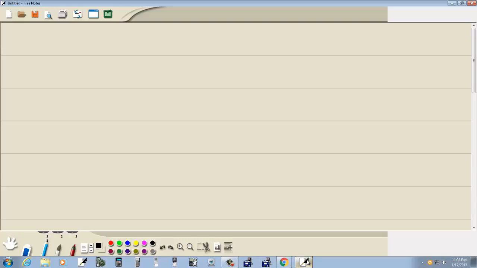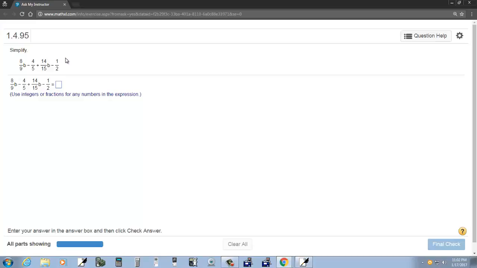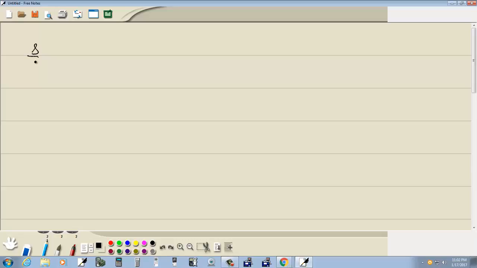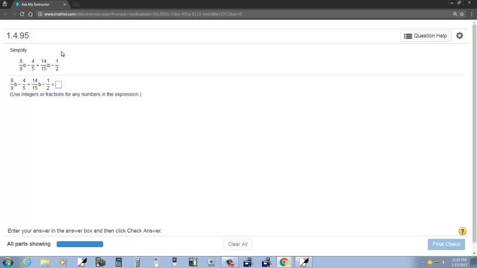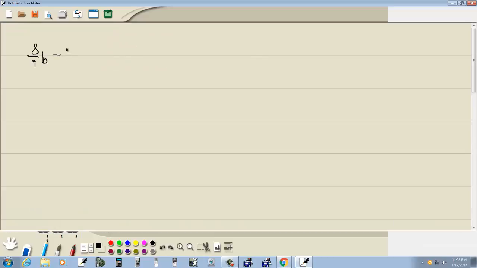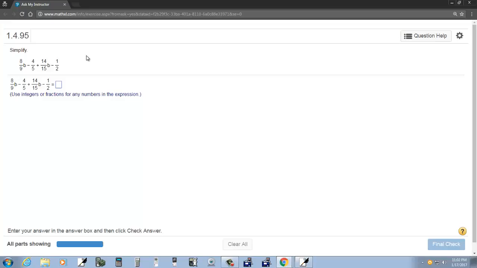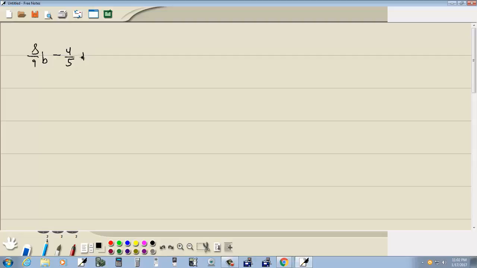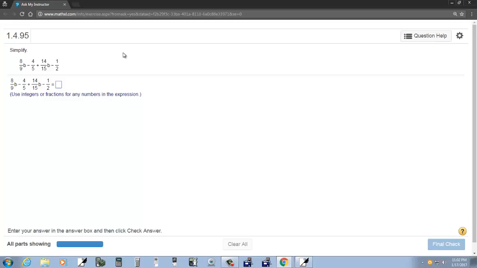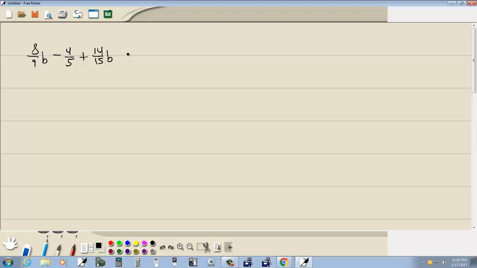Let's take a look at this problem. We've got 8/9 b minus 4/5 plus 14/15 b minus 1/2.